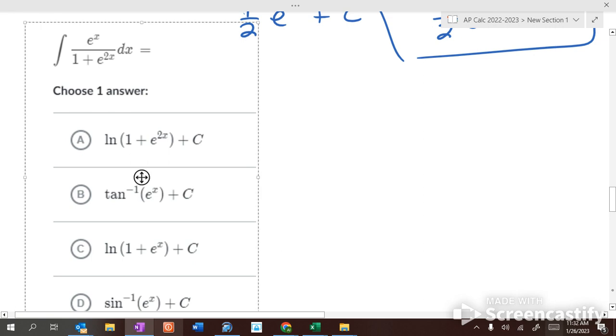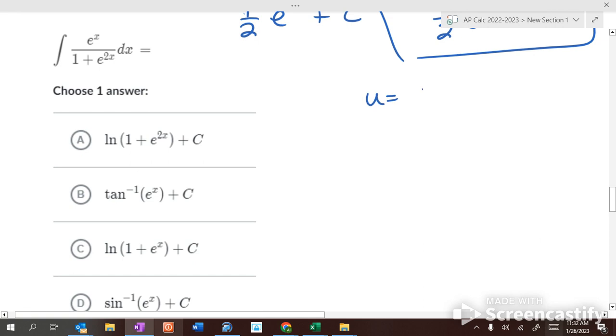The u is the denominator, 1 plus e to the 2x. That's the complicated part of this. U is generally the complicated part. Okay? What's the first derivative of that boy? 2e to the 2x.